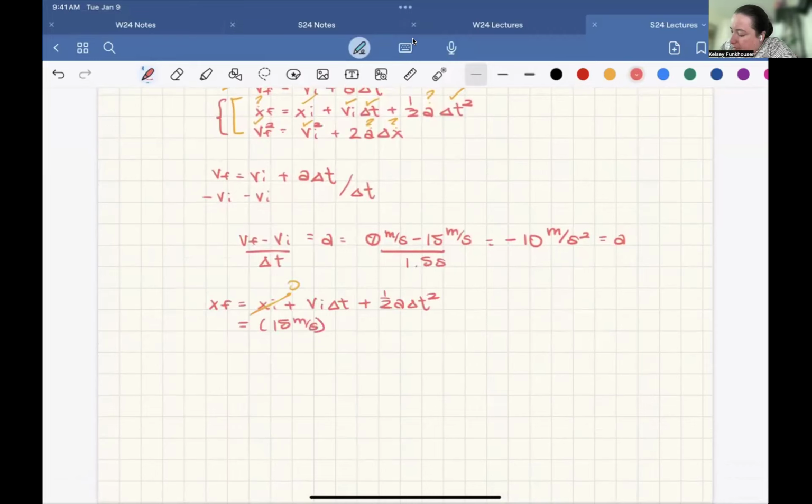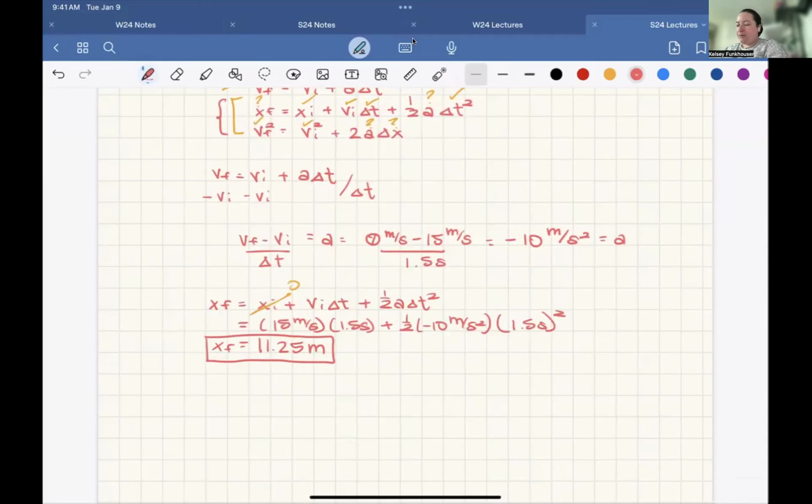15 meters per second for the initial velocity times 1.5 seconds, plus 1/2 times negative 10 meters per second squared, excuse me, the acceleration, times 1.5 seconds whole thing squared. So this gives us a final position of 11.25 meters. Oh, I didn't put the unit. Units are important.